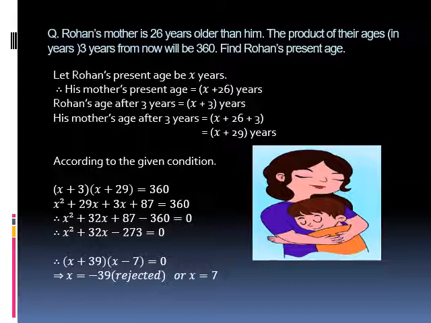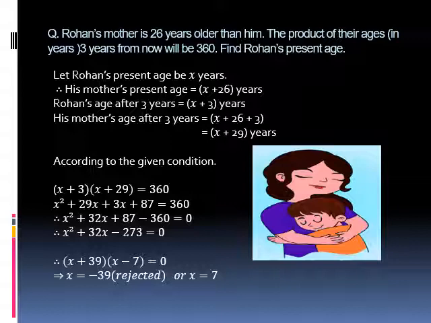Let's see how. We begin with, let Rohan's present age be x years. Therefore, the mother's present age will be x plus 26 years. After 3 years, Rohan's age will be x plus 3, whereas mother's age will be x plus 29. Also, according to the given condition, the product of their ages 3 years from now will be 360. Hence, we have (x plus 3)(x plus 29) equals 360.